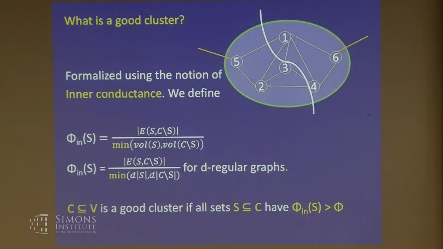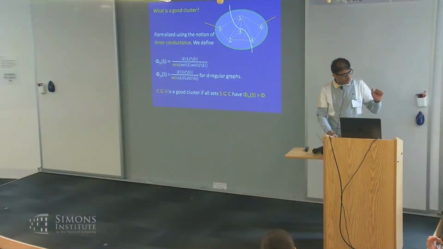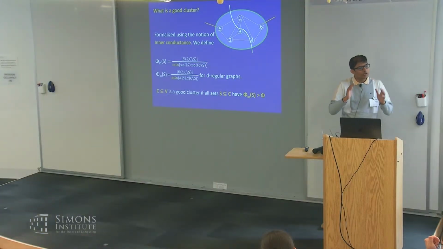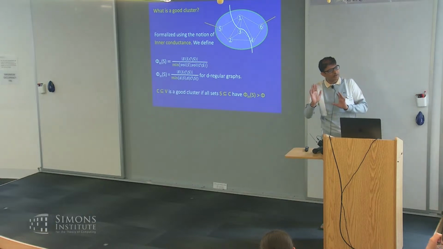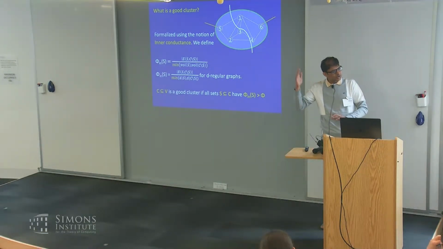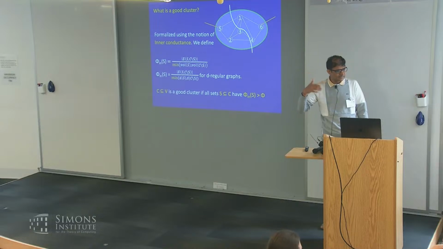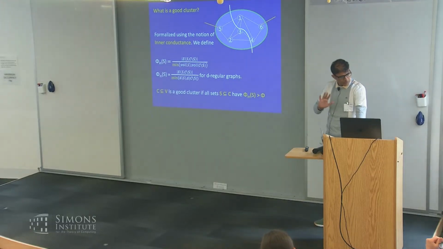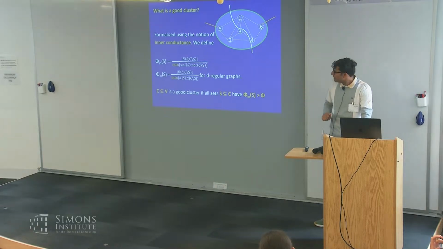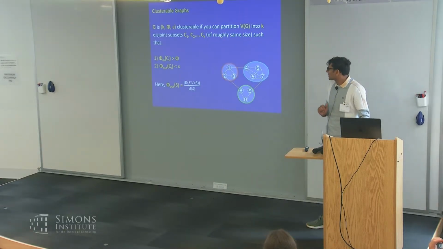Good point. So I'm normalizing by the volume in the original graph. There are reasons to do that, but for d-regular graphs, you can imagine that these two notions will be within a constant factor of each other. So that's a good point, though. But I don't want to get into that. All right, so now let me tell you what clusterable graphs are.